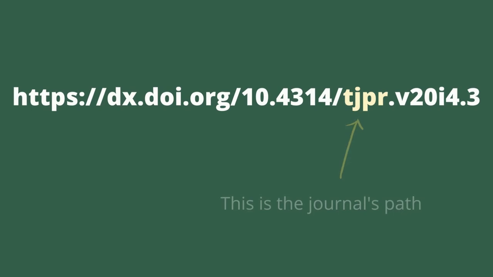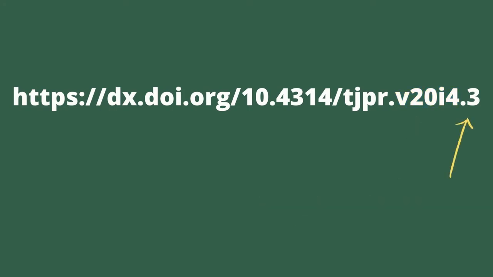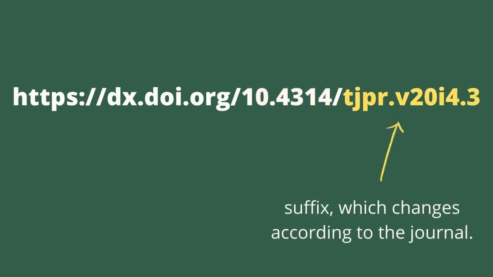The TJPR here is the journal's path, usually an acronym of the journal's name. The V20I4 indicates this is volume 20 of issue 4 of the journal, and 3 is the article number. It is the third article in the issue. So we have the resolver service, the prefix, and the suffix, which changes.